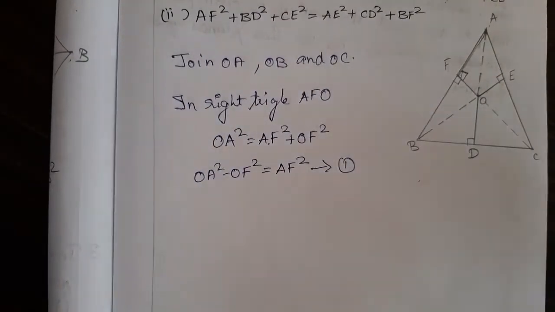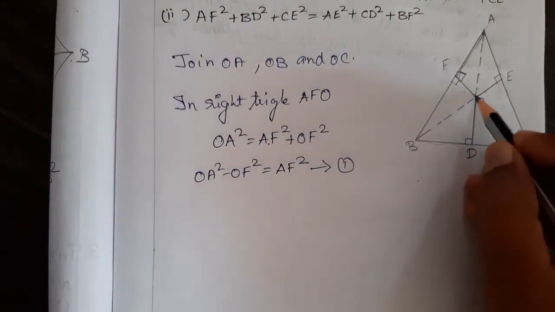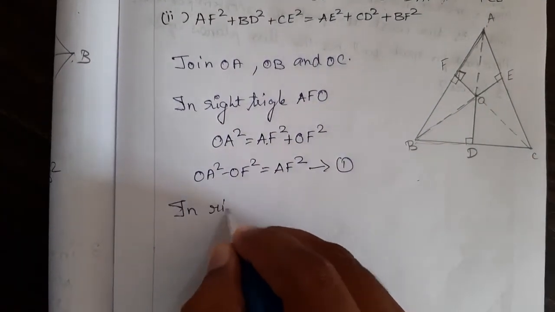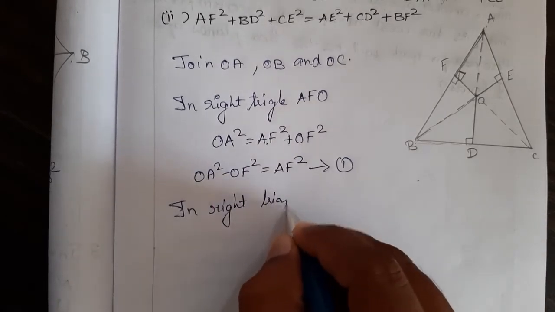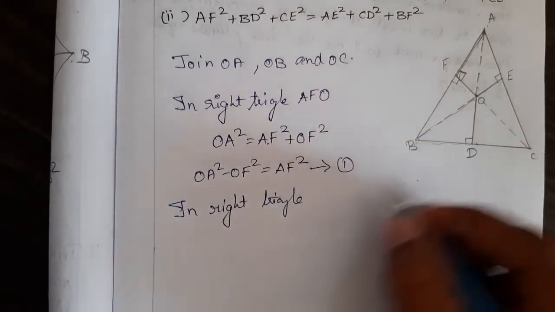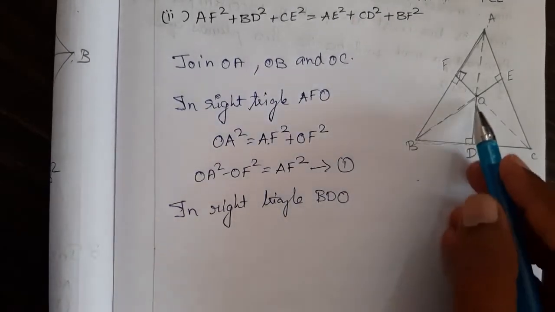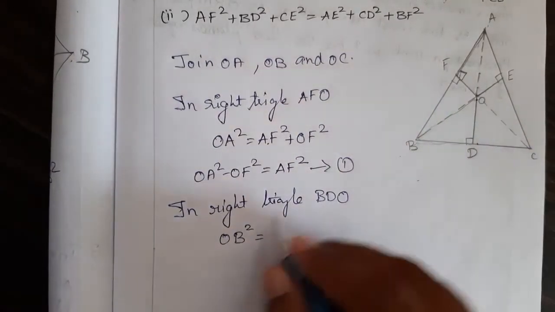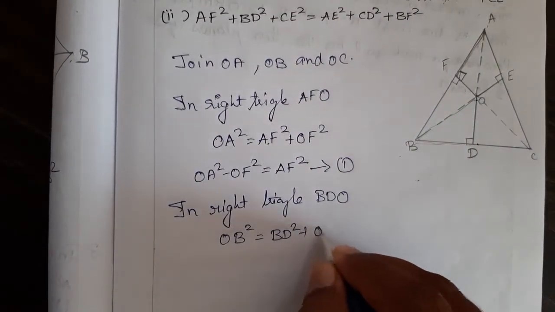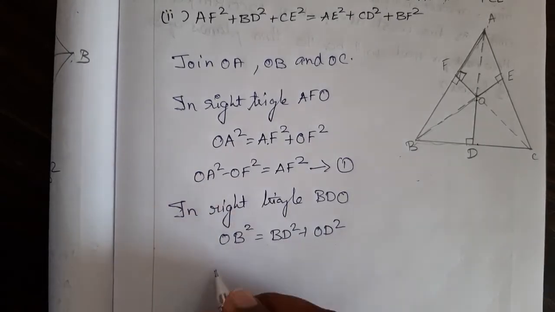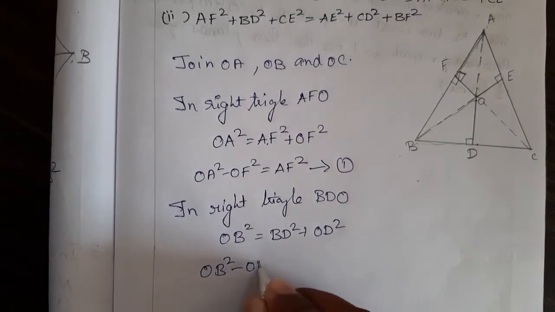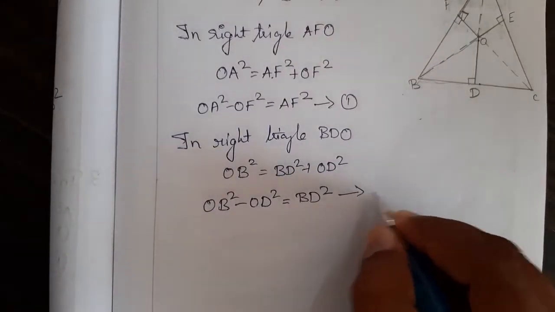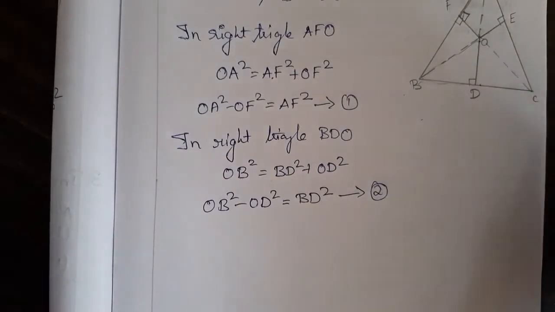So BD contains this side, and this right angle we can choose, and this is the hypotenuse. So in right triangle BDO, this is the hypotenuse. OB square is equal to OD square plus BD square. Here we need BD, so let me change this to this side. OB square minus OD square is equal to BD square, right? So that is equation 2, and the third also we can find like this.